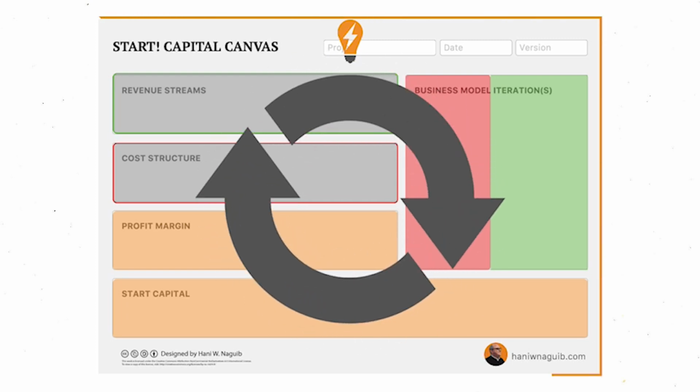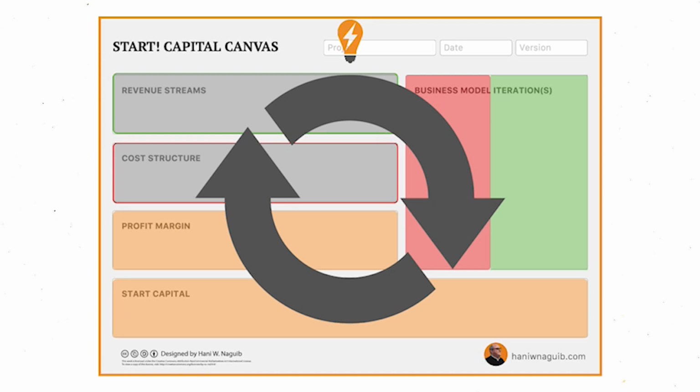The Start Capital Canvas is your companion for evaluating the financial viability of your ideas.